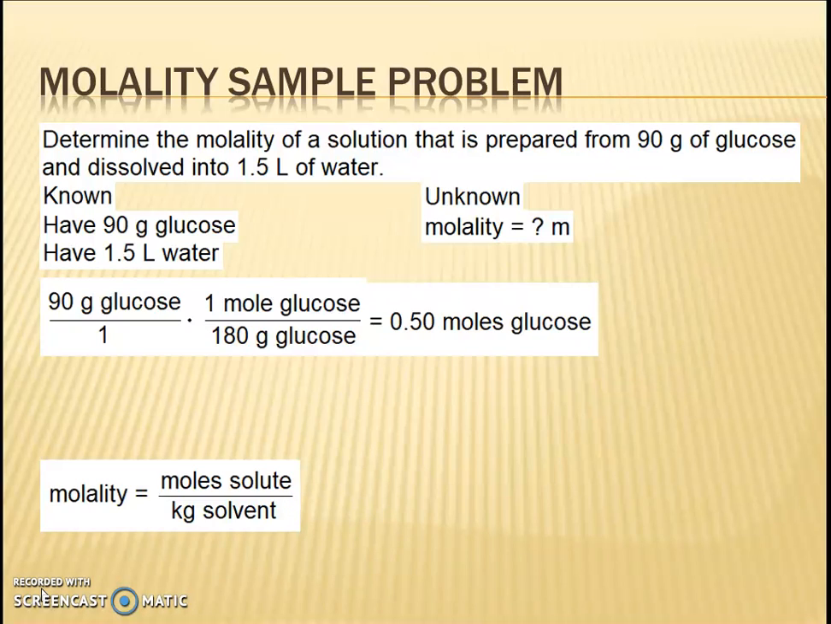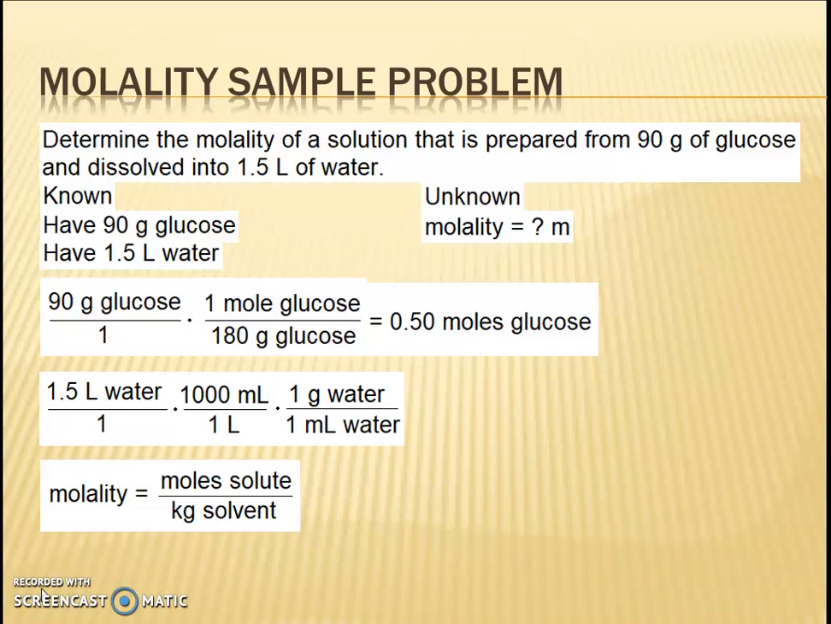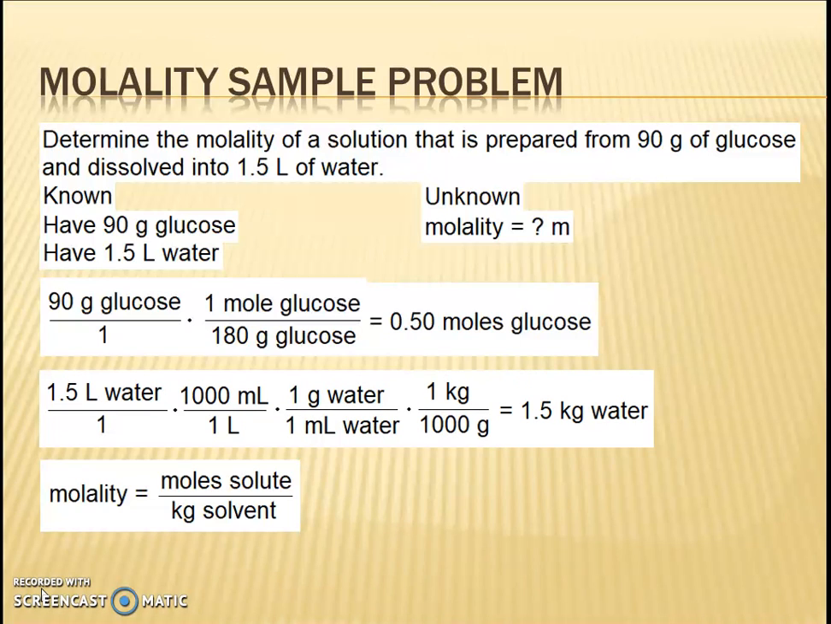Now I need kilograms of solvent, but I have liters of my solvent, the water that's doing the dissolving, so I have to convert that also. I'm taking my 1.5 liters of water, and I know that every liter has 1,000 milliliters, so I can convert my liters into milliliters. I know the density of water is 1 gram of water for every milliliter of water. And then lastly, to get from grams into kilograms, I know there's 1,000 grams in 1 kilogram. When I solve this out, I still get 1.5, however it's 1.5 kilograms. Again, the density of water is close to 1.